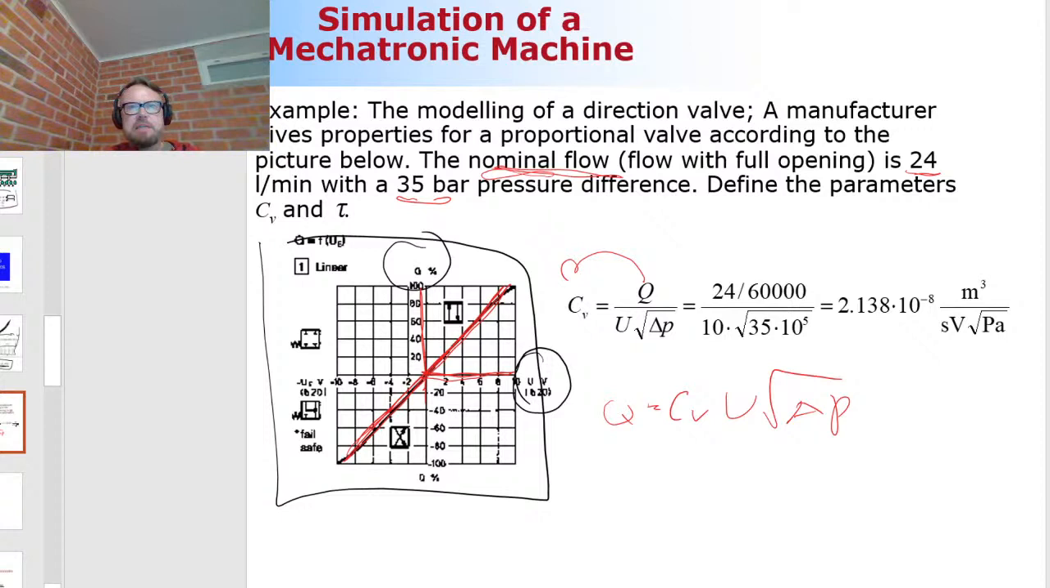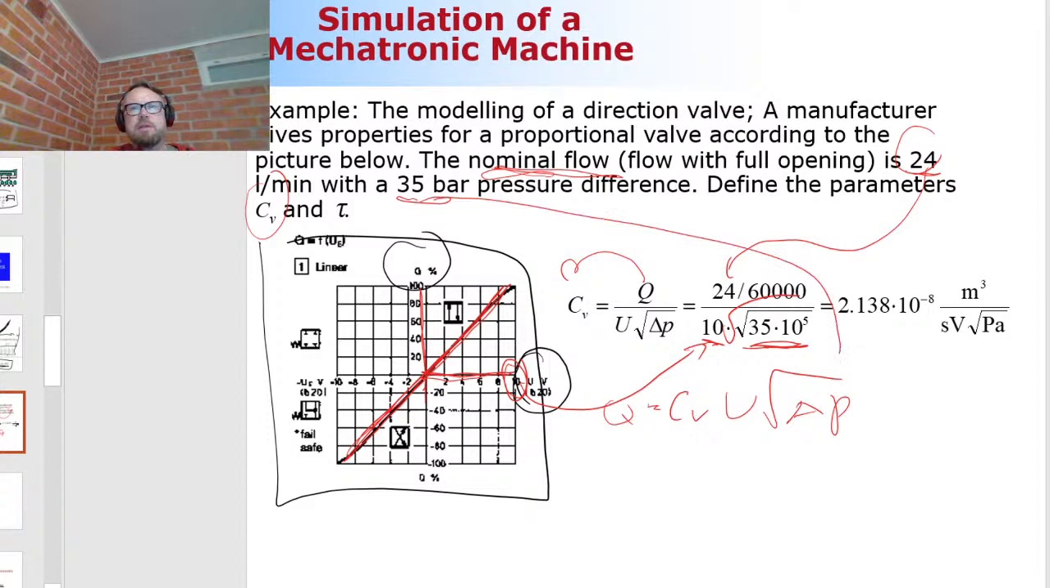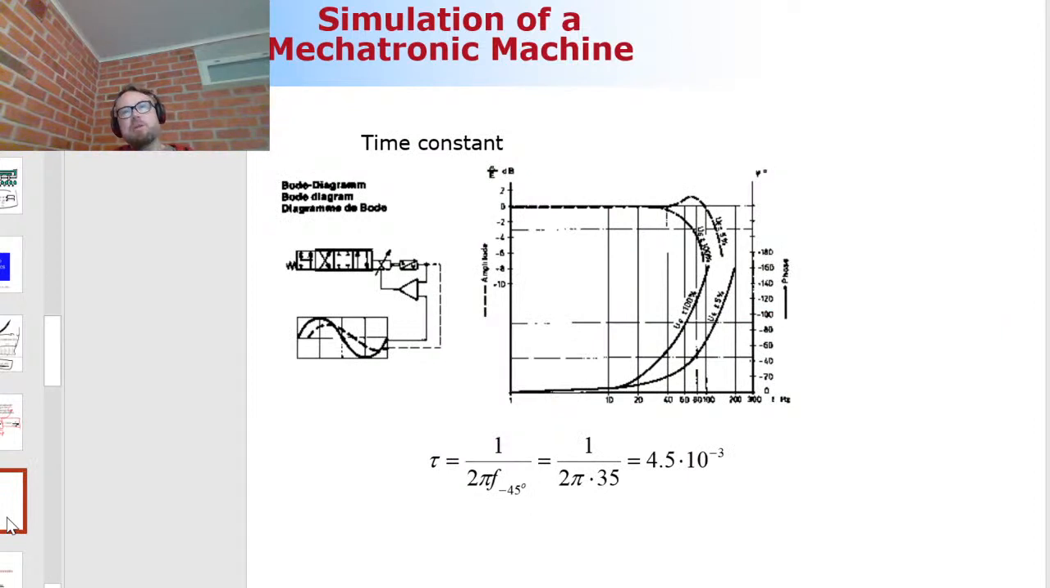First thing is this semi-empirical parameter. Here the nominal flow is substituted with the full opening, and full opening is assumed to be 10 volts. That's where the 10 is coming from. And the pressure difference goes under the square root, and is this one here, 35 bars. That's going to be your semi-empirical parameter. And the next, or the final step to do, is this Bode diagram.